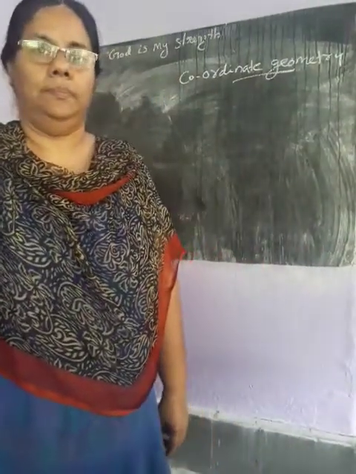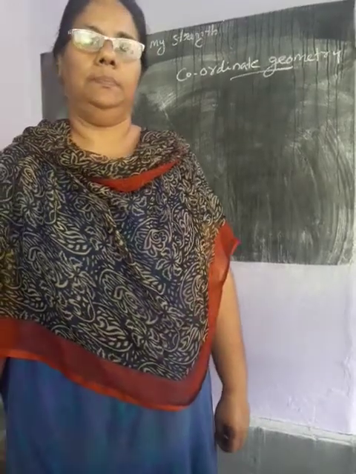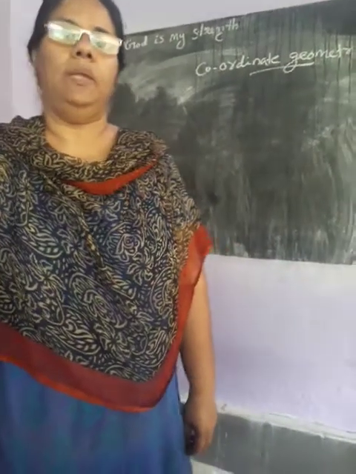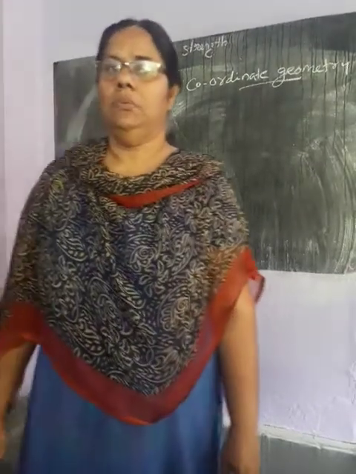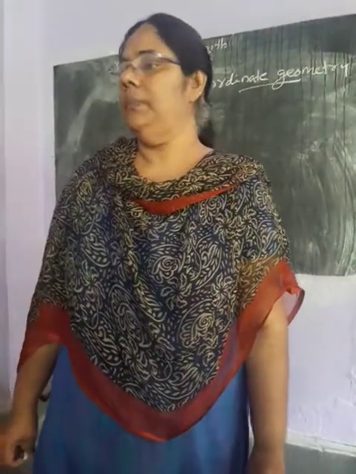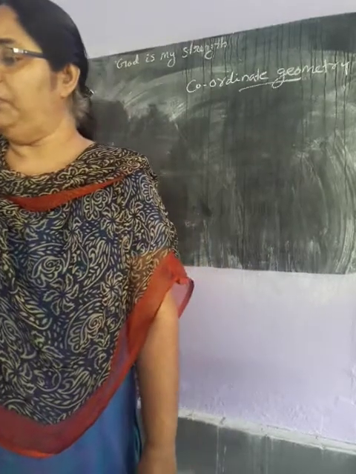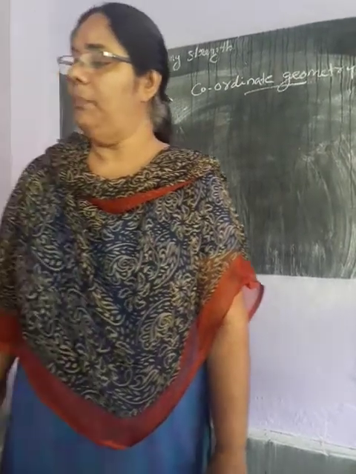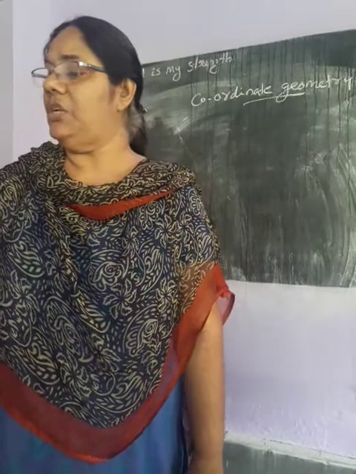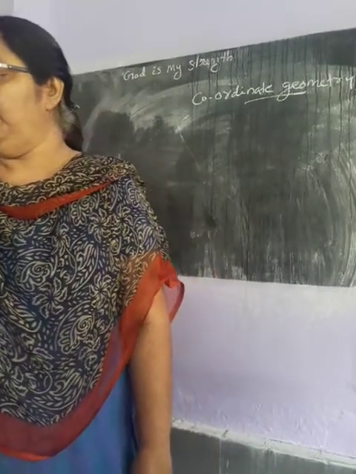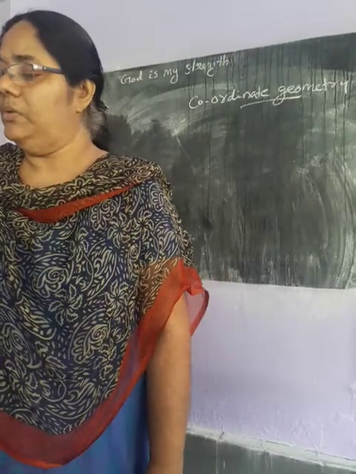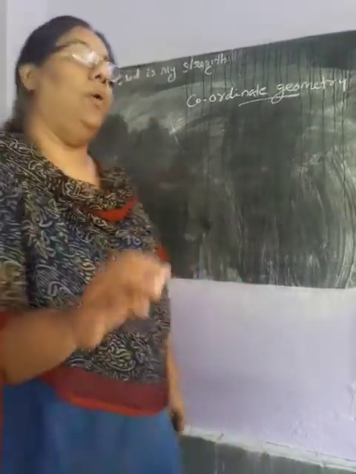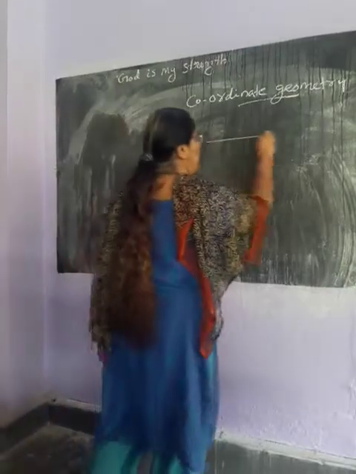Good morning, students. Today I am going to continue the same topic, section formula from your textbook. Question number 14. I will read the question for you. Find the coordinates of the point of trisection of the line joining A(-3, 0) and B(6, 6). The question is, find the point of trisection.